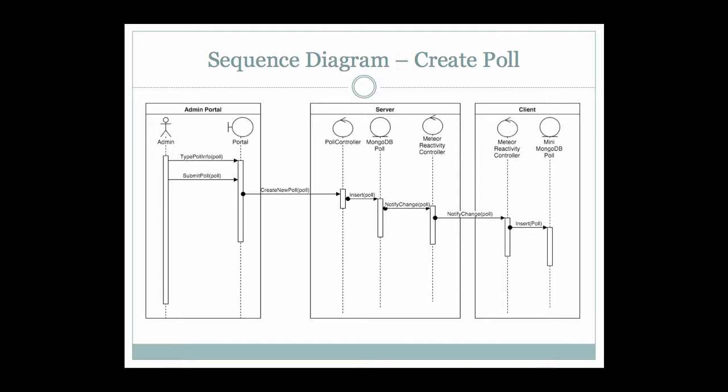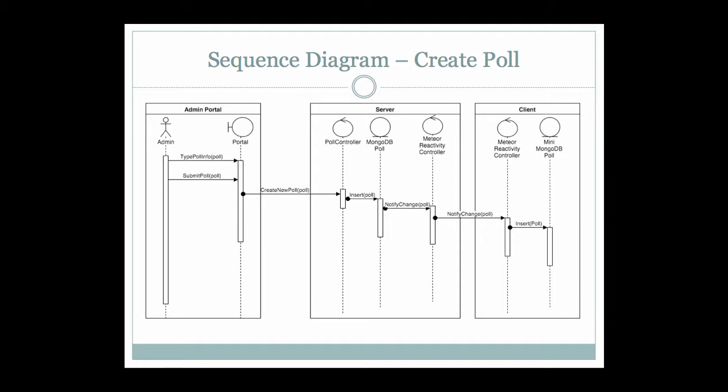It starts off at the admin portal, and once the admin enters the information into the create poll section and submits the request, it goes into the server where it's picked up by the poll controller. Here, the poll controller takes advantage of the methods to insert into the database, where we see insert poll, and it goes ahead to notify Meteor that the database has been updated.